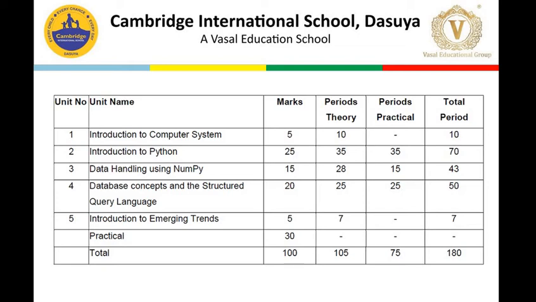Students, this topic falls under topic number 4, unit 4. The name of unit 4 is database concepts and structured query language. Its weightage is 20 marks in the exam. So this is also quite a vital topic of the syllabus.